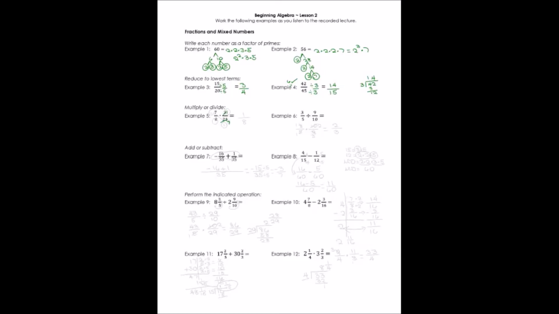Now, I can cross-reduce 7 over 7. Any numerator with any denominator, right? So 7 will go into both of those once. It leaves the number 1.